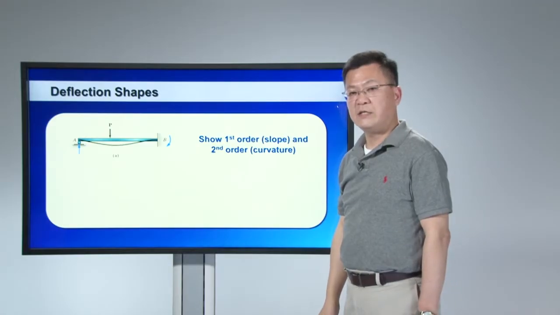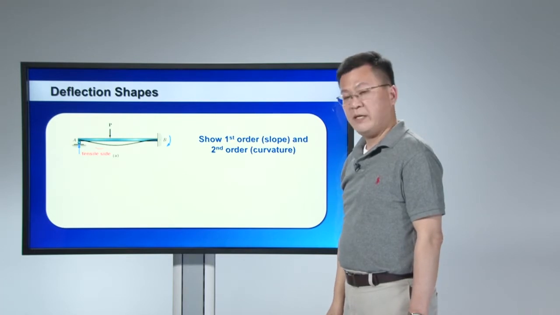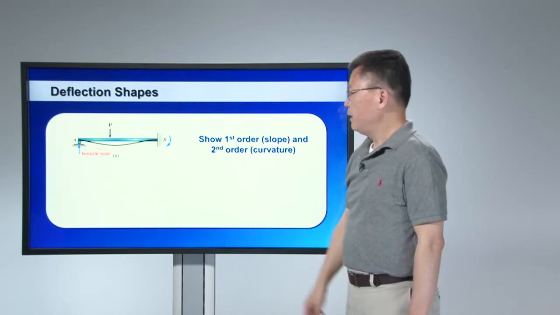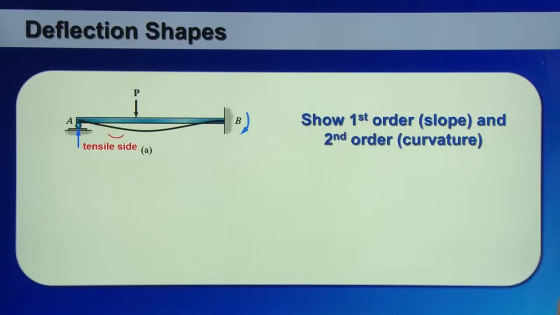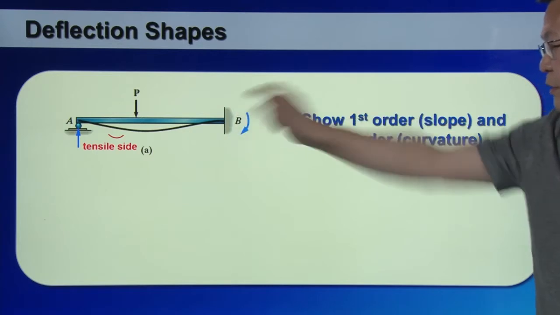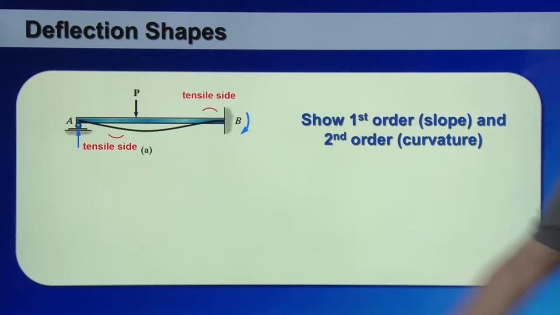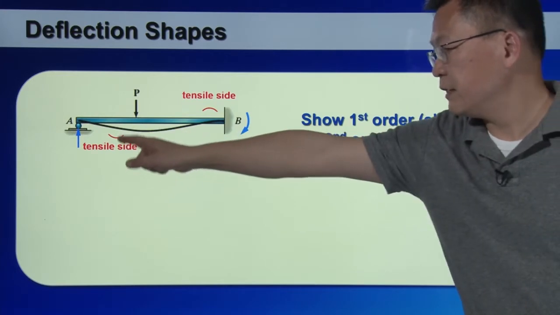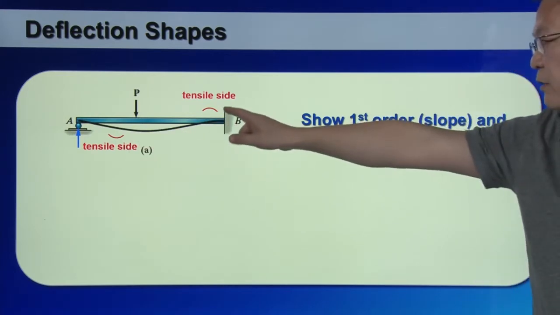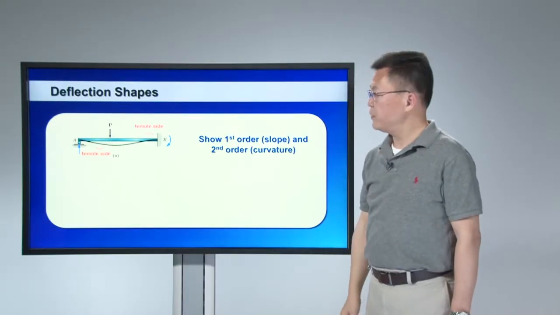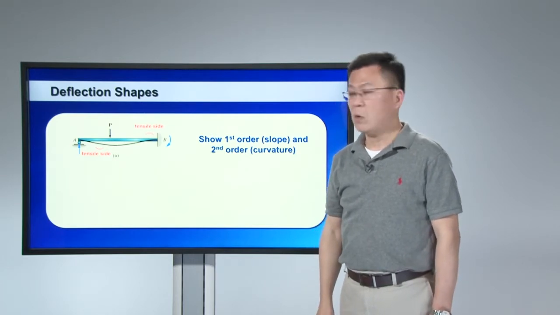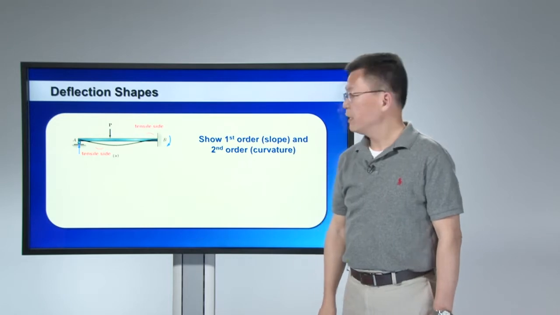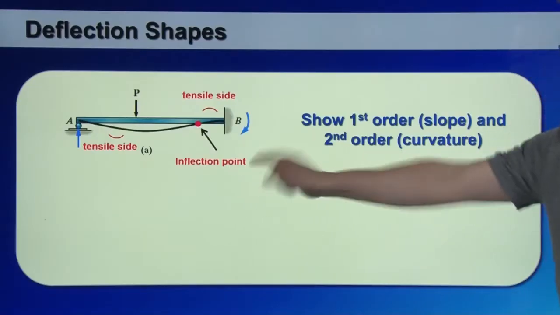So that is an indication that the curvature should be positive. Now, at the B end, because the bending moment is clockwise, according to our sign convention, it's a negative moment. So you should see a negative curvature around B. So you have a positive curvature on the left and negative curvature on the right. So again, somewhere in between, there must be a point where the curvature is equal to 0, or the bending moment is equal to 0. So again, that is called an inflection point.